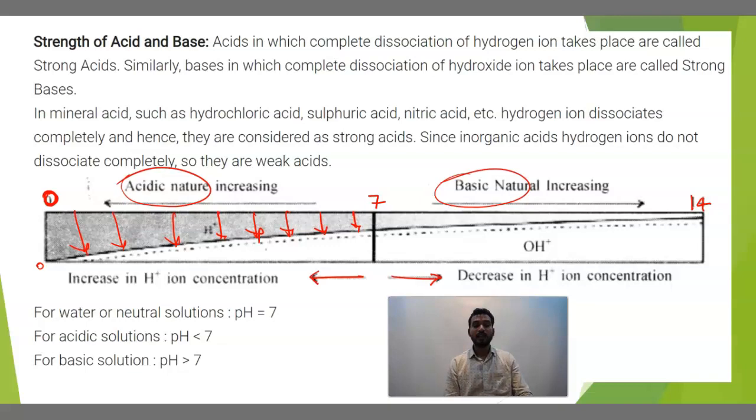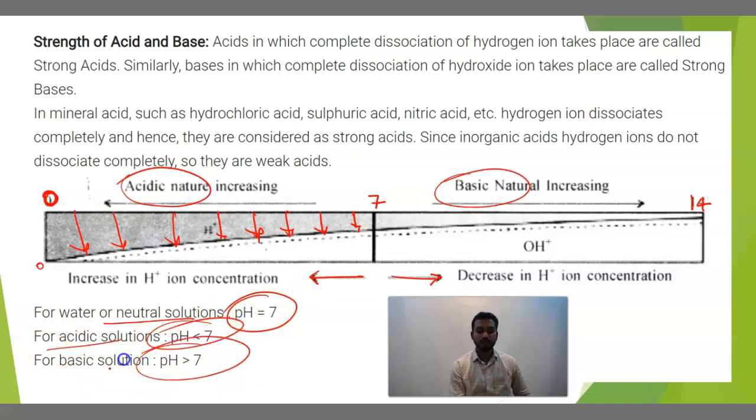If acidic nature increases, basic nature will decrease. If basic nature increases, acidic nature will decrease. If the pH is equal to 7, that is called a neutral solution. If pH is less than 7, it is an acidic solution. If pH is greater than 7, then it is called a basic solution.